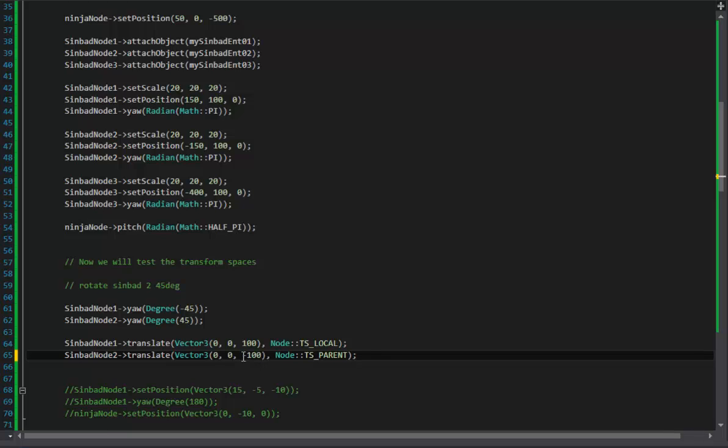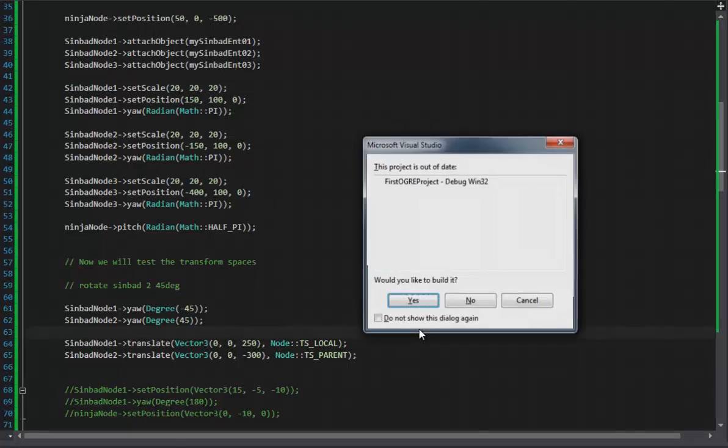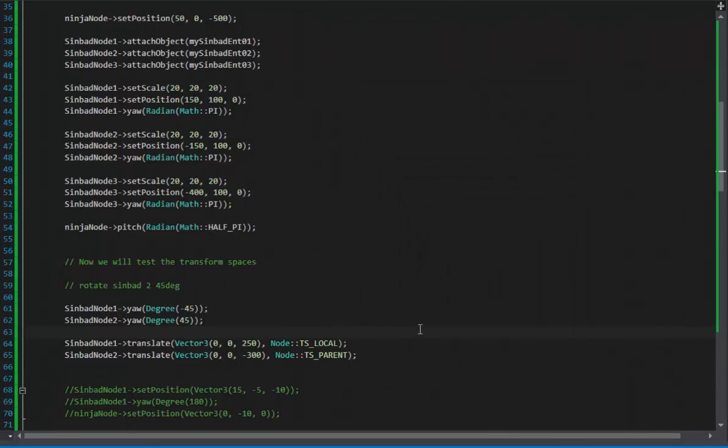So let's do a larger amount, like 250 and 300, in the local coordinate and the parent coordinate systems. We'll see much more magnified shifts in the space.